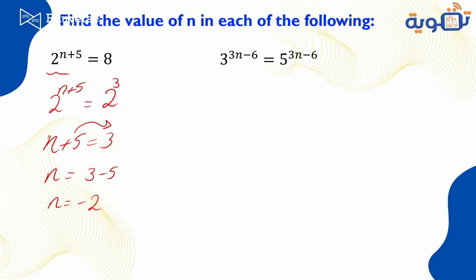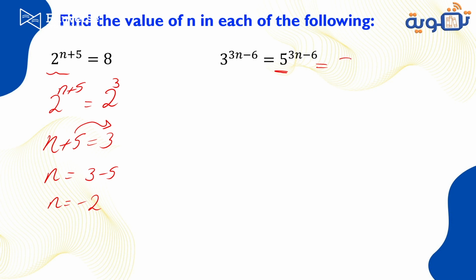For example, you have 3 to the power 3n minus 6 equals 5 to the power 3n minus 6. I have the same power for both of them, but the bases are different. What should I do now? In this case, you have to remember that any number to any power should be equal to a different number to another power only in one case.